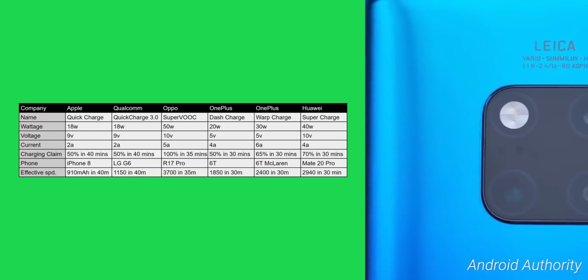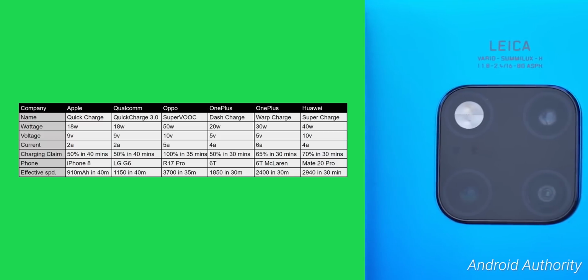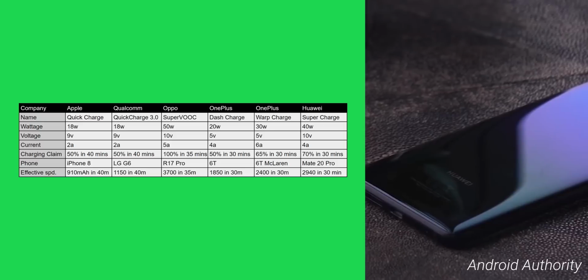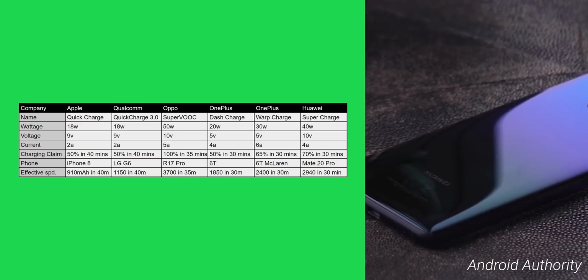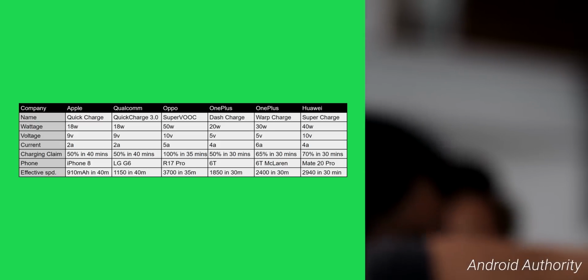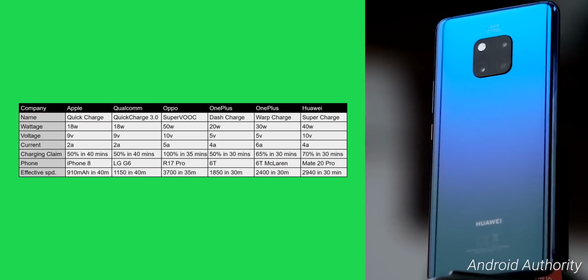In second place is Huawei with its Supercharge pushing 40 watts, still double its competition in certain areas. It provides a slightly lower amperage, resulting in less heat, but keeps up well despite its 20% wattage loss over the faster winning standard, and charging a Mate 20 Pro to 70% in just half an hour.